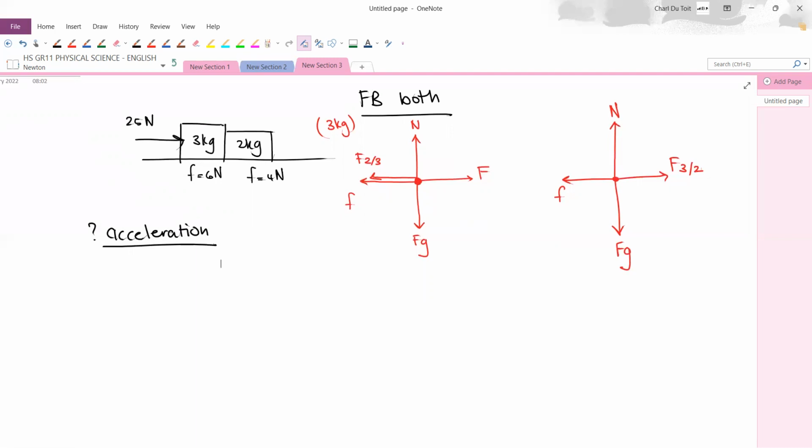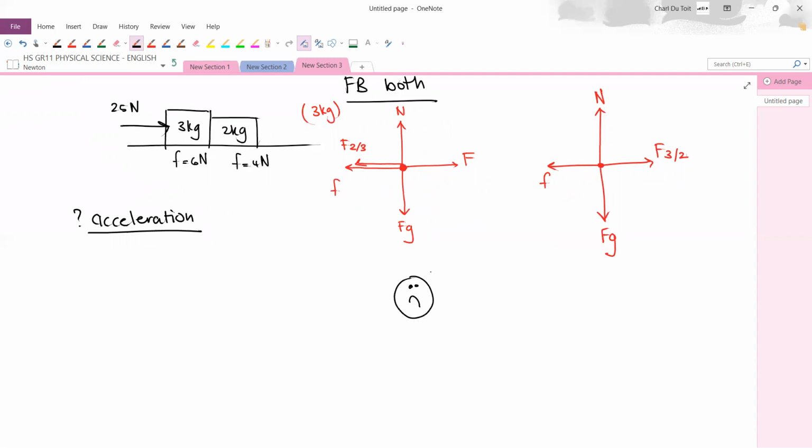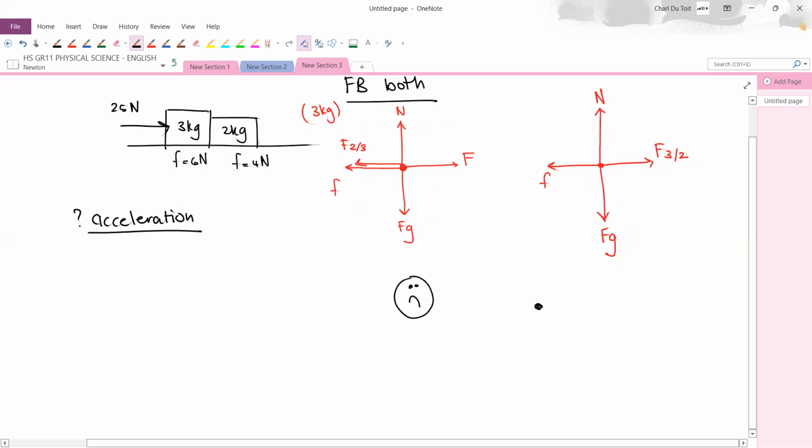Acceleration of the system. Now, I just want to show you something that you're not allowed to do anymore. In the past, we just did the following. We are not allowed to do that anymore. We just made a drawing. We put all the blocks together in one. And we say, okay, all the forces to the right is 25 newtons. And would you agree all the forces to the left is 10 newtons? It's those two frictional forces.